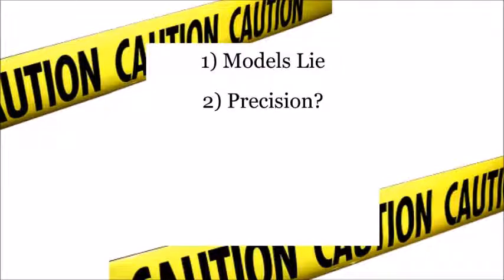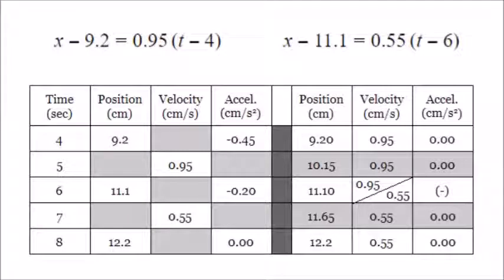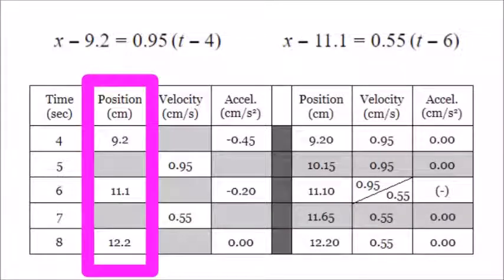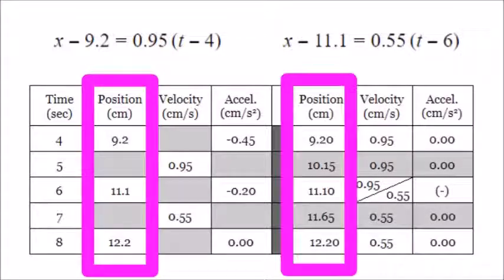Number two, the second way models lie is precision. When you start throwing around equations, your calculator can give you long strings of digits, but don't take them seriously. Think about this. How can a model give out values that are more precise than the data which was used to build the model? If it could do that, then you'd know more about the things you didn't observe than the things you did observe.